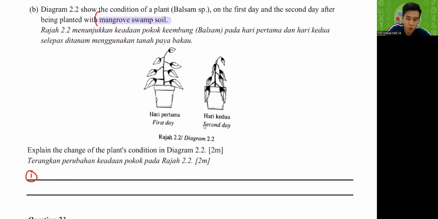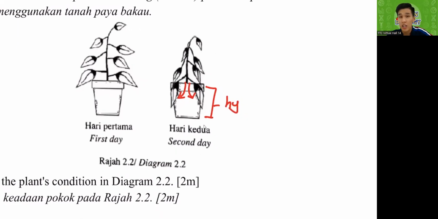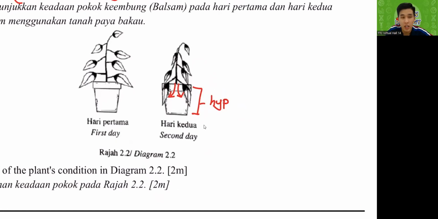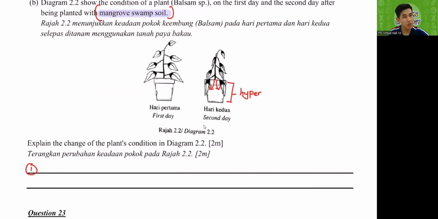Even though you don't know what mangrove swamp soil is, if you see this case, you definitely know the water came out already, right? So water comes out. Therefore, the soil is what now? Hypertonic. Why could we say hypertonic? Water always goes from hypotonic to hypertonic, more water to less water, and salt is always hypertonic. Okay, so explain the change of the plant's condition.